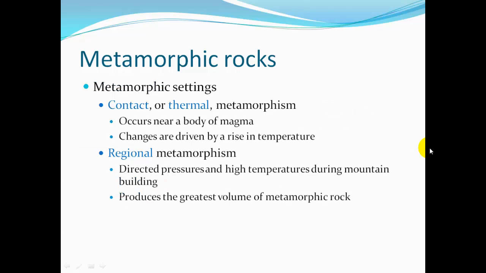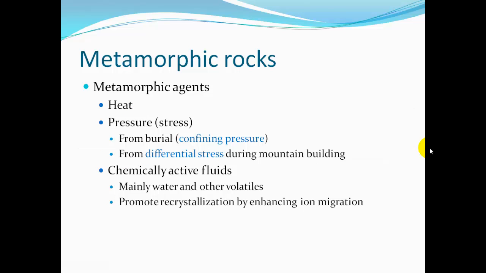Metamorphic settings. Metamorphism happens in two kinds of settings. Contact or thermal metamorphism occurs near a body of magma. So deep under the earth, we have a body of magma. That magma is really hot, so the rock next to it is going to get really hot. And that rock that's not melting but gets really hot, well, that's going to metamorphose. So those are going to be smaller areas of metamorphic rock. Now, regional metamorphism happens due to directed pressures and high temperatures during mountain building. So this produces the greatest volume of metamorphic rock.